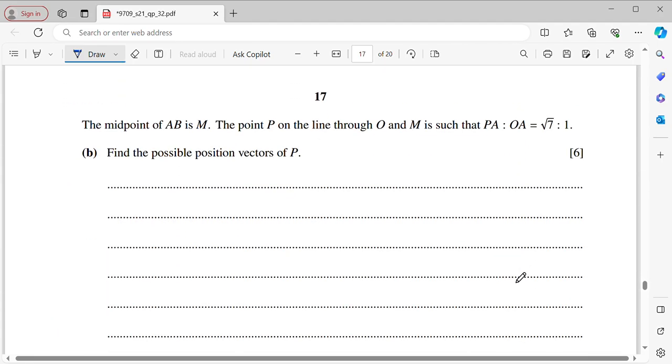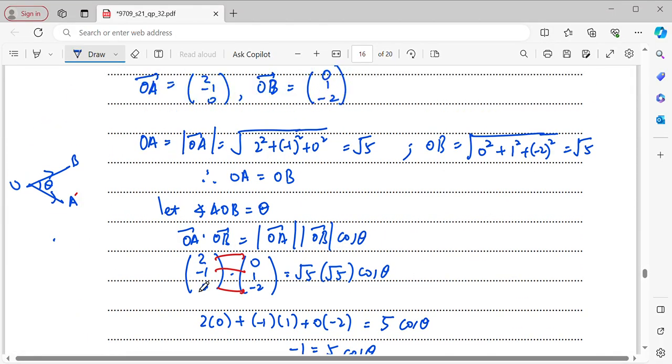Okay, next part. The midpoint of AB is M. The point P on the line through O and M is such that PA to OA is in the ratio square root 7 to 1. Find the possible position vectors of P. So now, okay, I need to find the midpoint of AB, which is M. So for your information, this is A, this is B. Okay, let's say just an example, or probably I use back the previous diagram. Here AB.